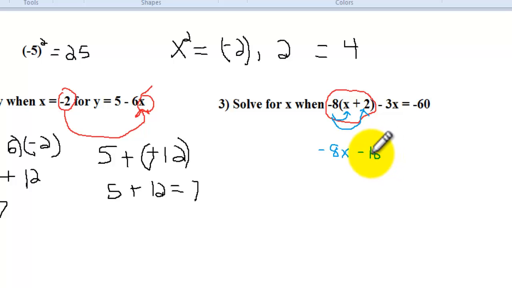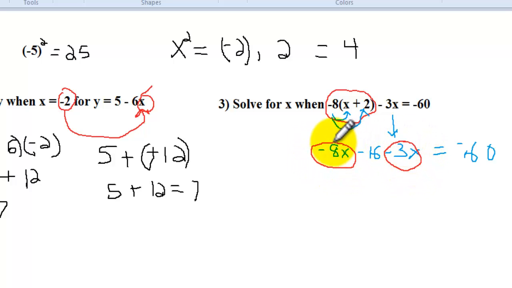So put minus 16. We'll bring down this 3. It doesn't change, negative 3x or minus 3x. And we still have equal to negative 60. So let's continue to simplify. We're going to combine these two like terms. So let's rewrite them. Negative 8x. We'll move this whole thing. Minus 3x. We'll move this thing. Minus 16 because that's still there. And that will still equal negative 60.